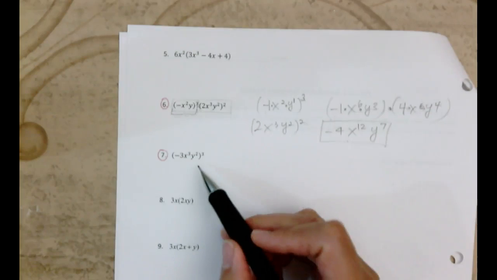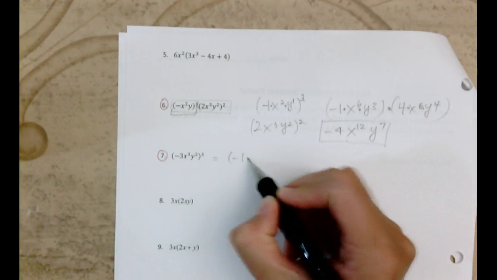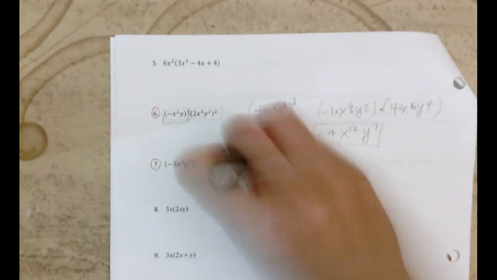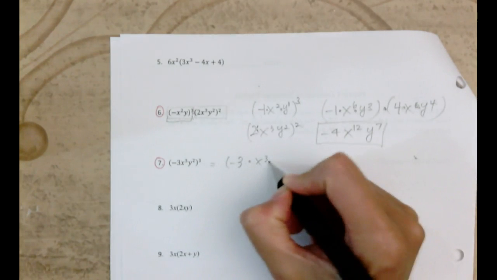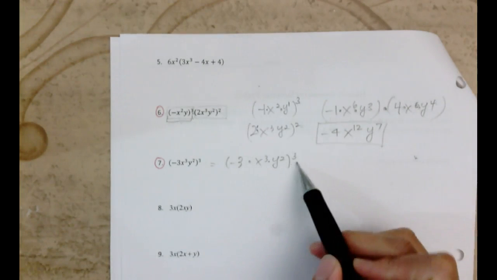Okay, now let's do this one. And this is the same thing. This is minus 1 times 3. Actually, let's do minus 3, it's quicker. This is minus 3 times x to the third times y to the second, all to the third. And the exponent you have to distribute.